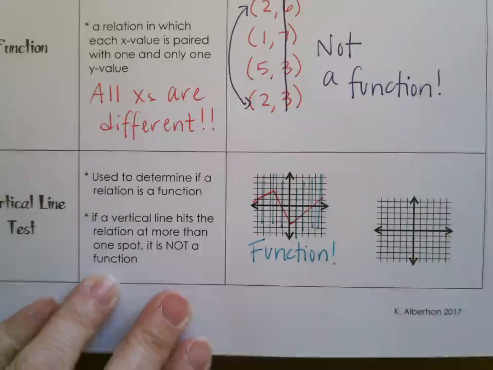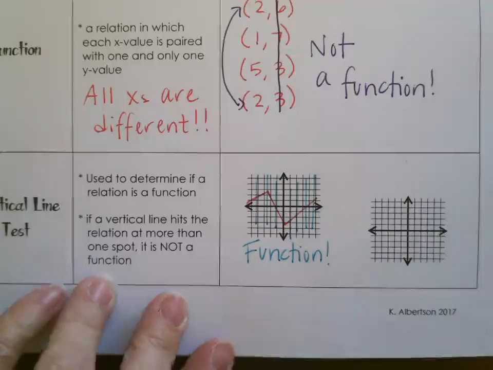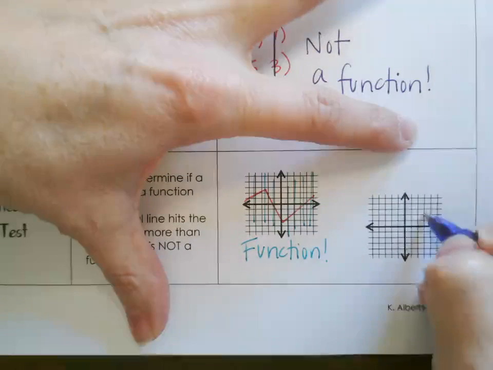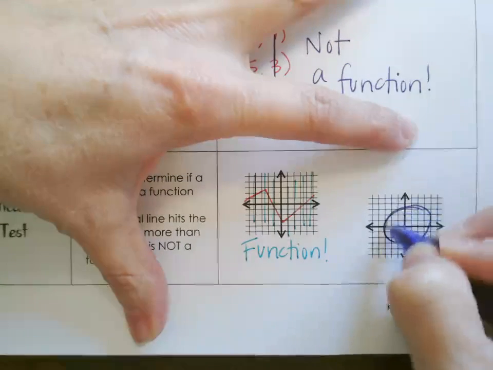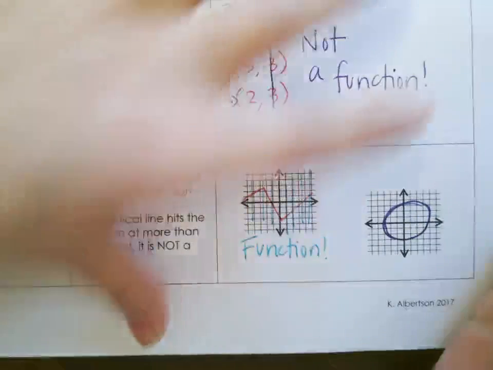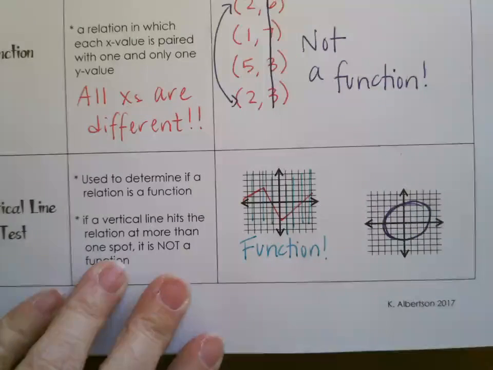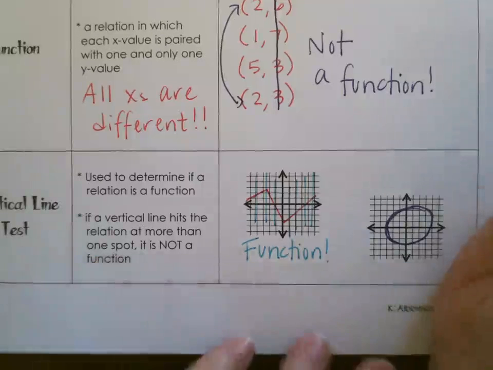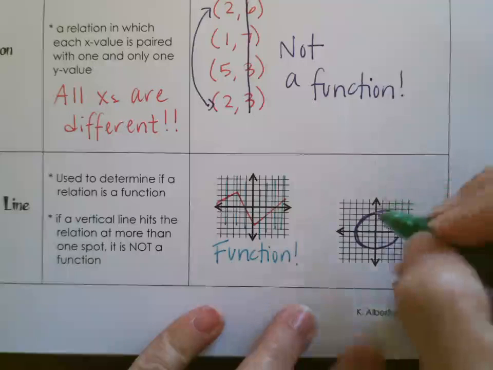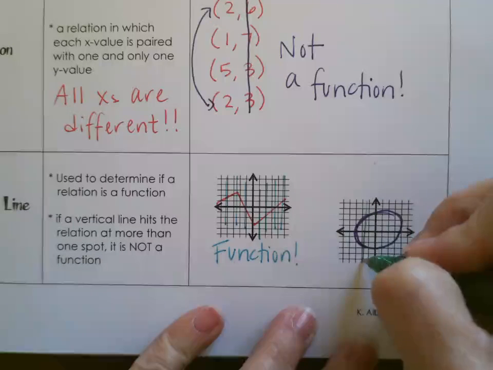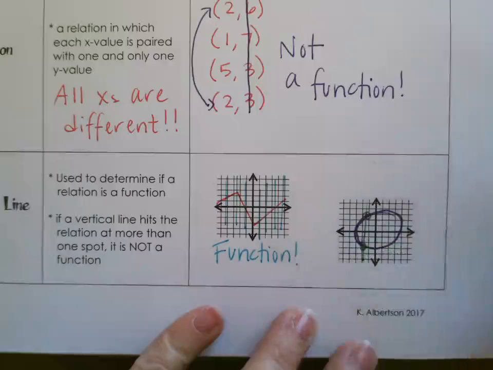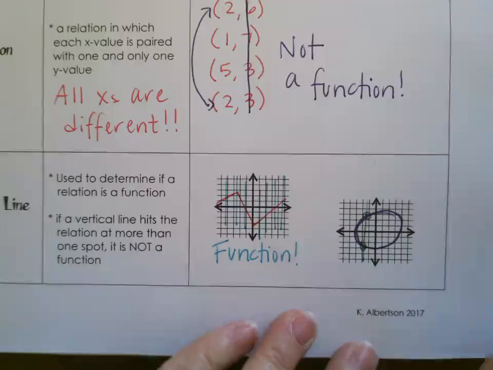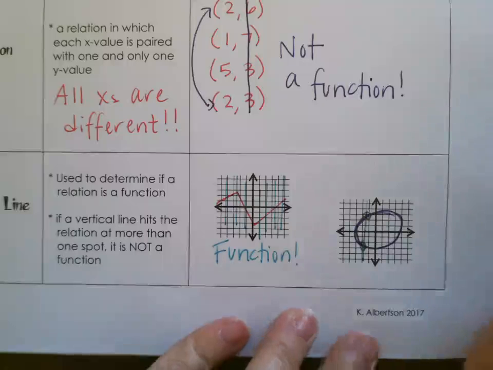All right, let's say I graph a circle, or maybe that's more of an oval, or maybe that's just a blob. So what I'm going to do here is check and see if I hit any points more than once. Uh-oh, I hit it twice. I can already stop, because if it only happens one time, it's still not a function.